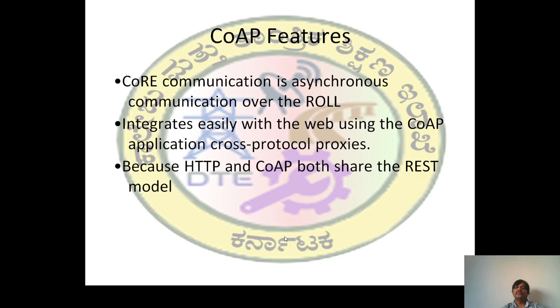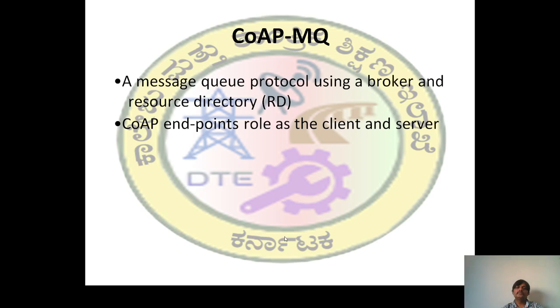Small message header of 4 bytes. COAP communication is asynchronous communication over the network. It integrates easily with the web using the COAP application cross protocol proxies, because HTTP and COAP both share the REST model. So next is COAP MQ.